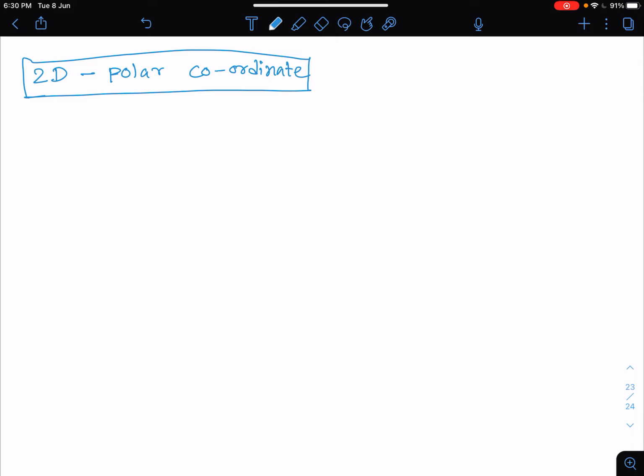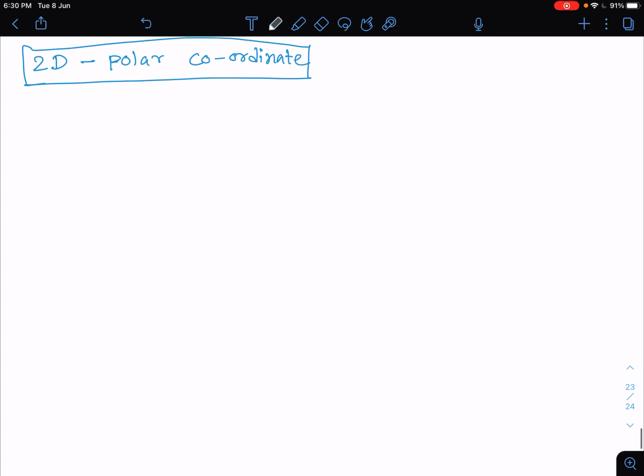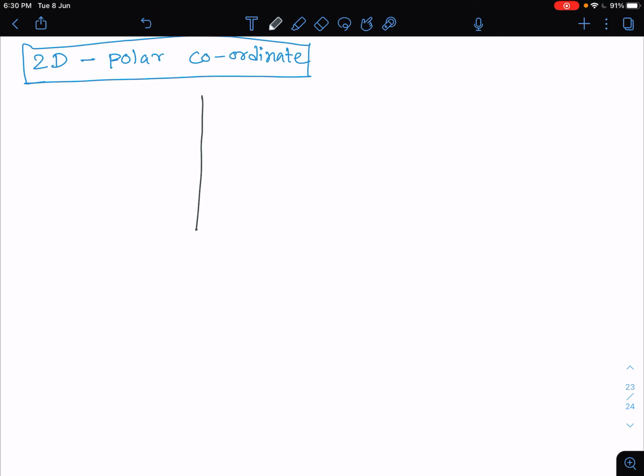Today we'll discuss 2D polar coordinates. As you know, in 2D you have two coordinates, that is x and y. That is the right-handed coordinate system, and this is known as the Cartesian system.